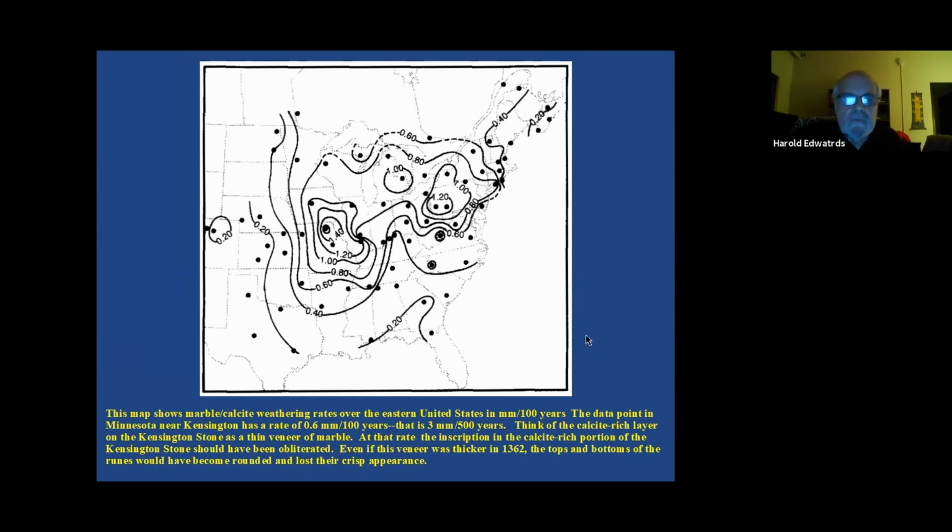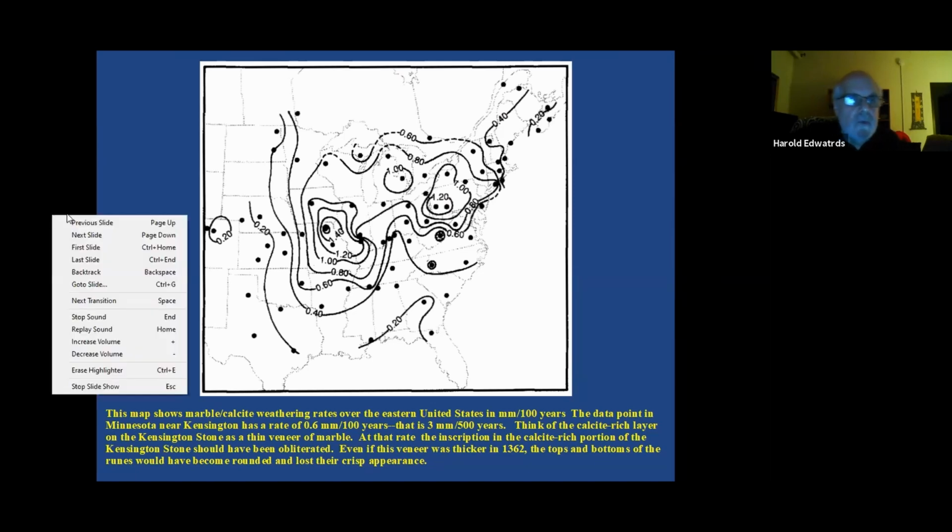Now, even if the veneer were thicker in 1362, the tops and bottoms of the runes would have been rounded and obliterated by it. So they should look something like this if it was 6 millimeters thick and the stone were now weathered down to 3 millimeters.